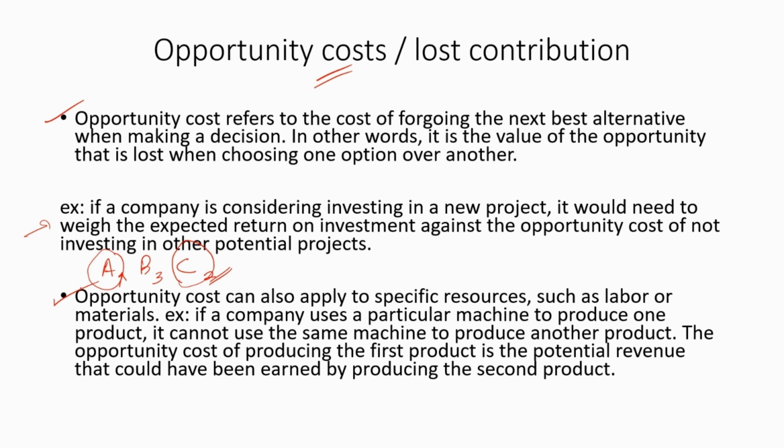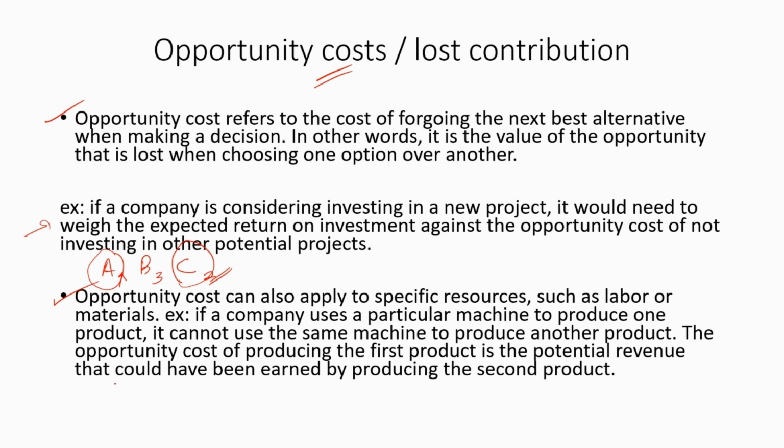For example, if a company uses a particular machine to produce one product, it cannot use the same machine to produce another product. The opportunity cost of producing the first product is the potential revenue that could have been earned by producing the second product.